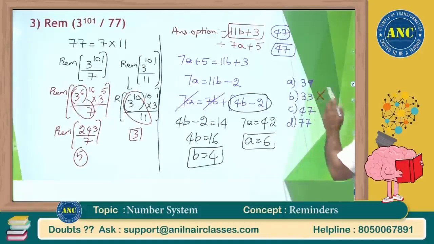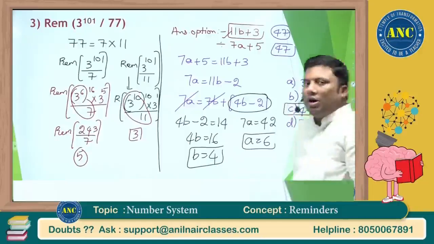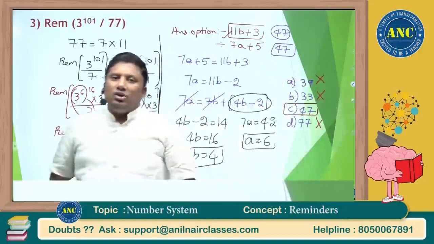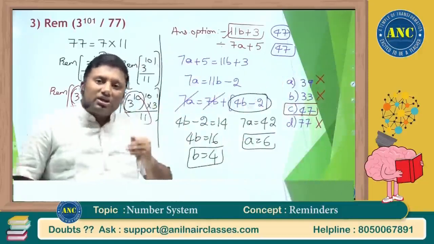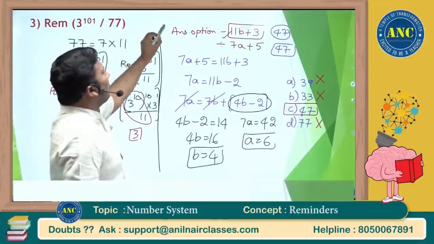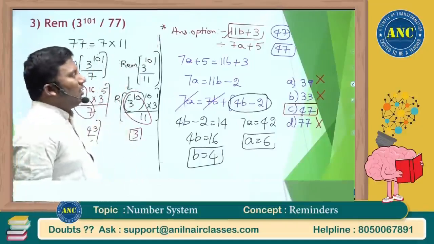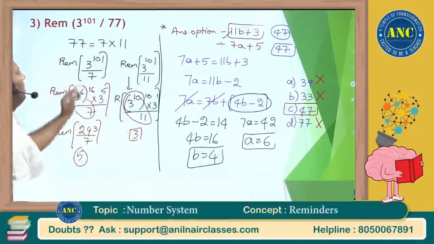33 is perfectly divisible by 11, so it is out. 39 is 11 into 3 plus 6, out. 77 is 11 into 7, out. The only answer is 47. You came to know the traditional way of solving the question. And once you get till here, please keep an eye on the answer options and try to eliminate.